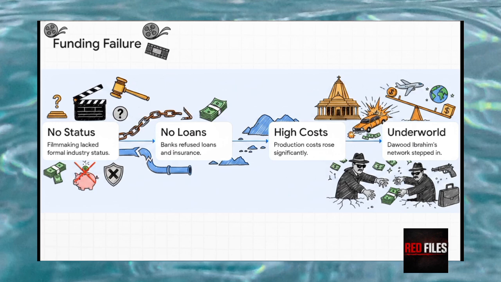Step 3, at the exact same time, production costs were absolutely skyrocketing due to large sets, massive action sequences, and fancy foreign shoots. The financial risk was immense. A single blockbuster flop could easily bankrupt a whole production company. Which brings us to Step 4. Desperate for cash, the industry left a massive vacuum, and the underworld eagerly stepped right in.